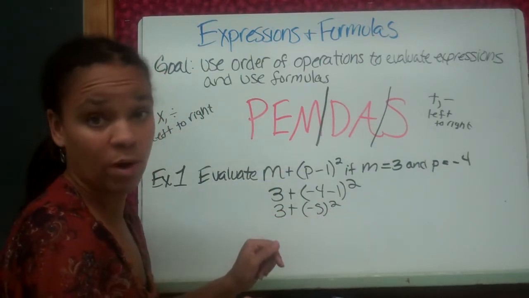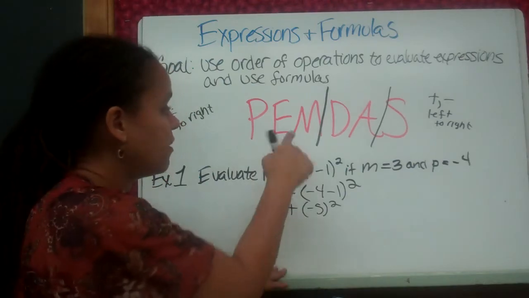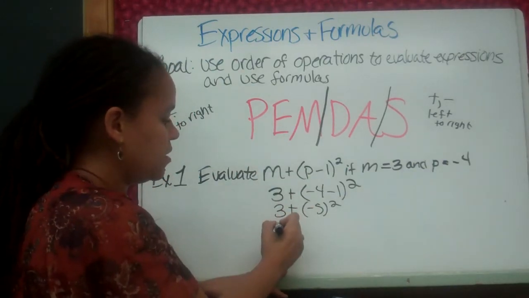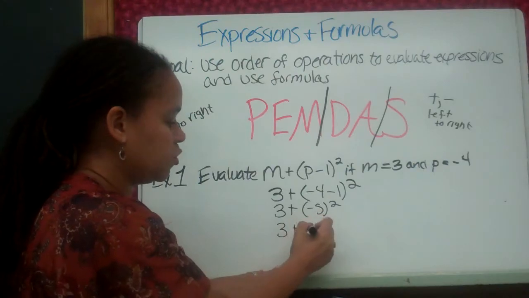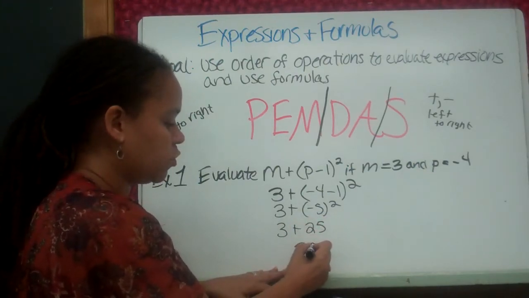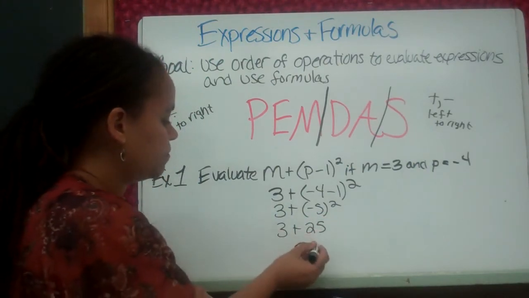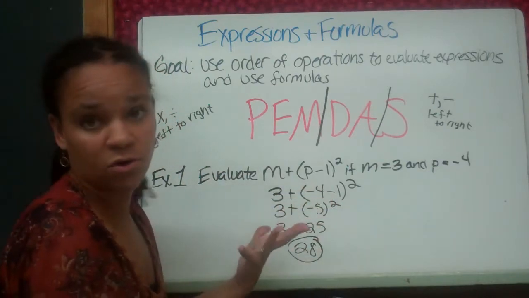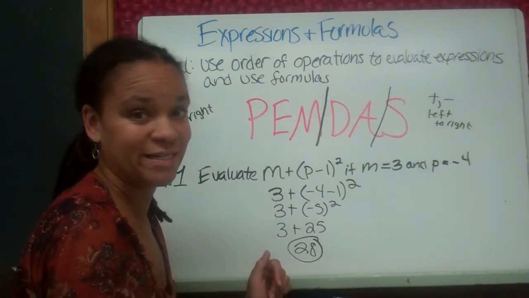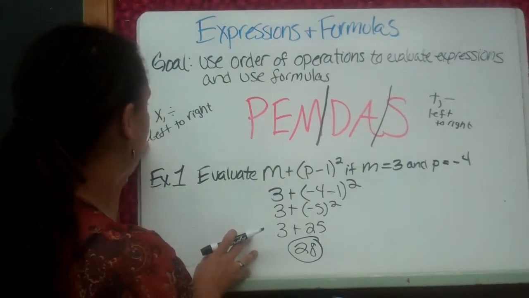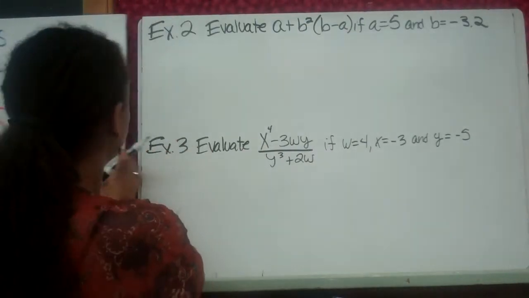And then we would need to square that, use the exponents first, or parentheses, then exponents. So 3 plus 25, or 28, will be our final answer. Just make sure you use them in the correct order. That's all we want to make sure we understand today. All right, let's look at a couple more examples.